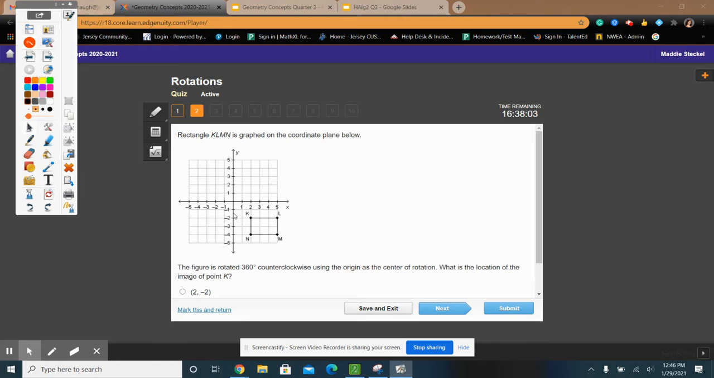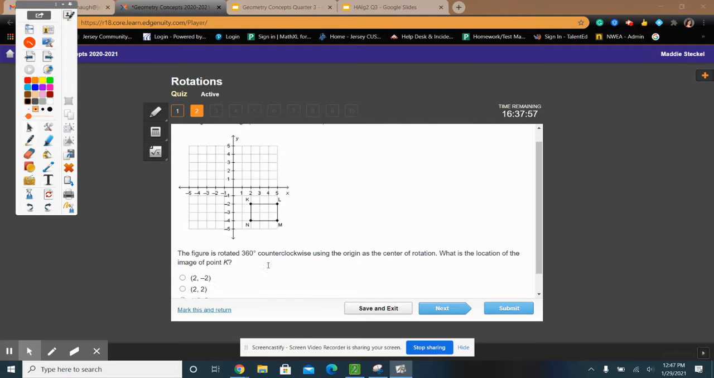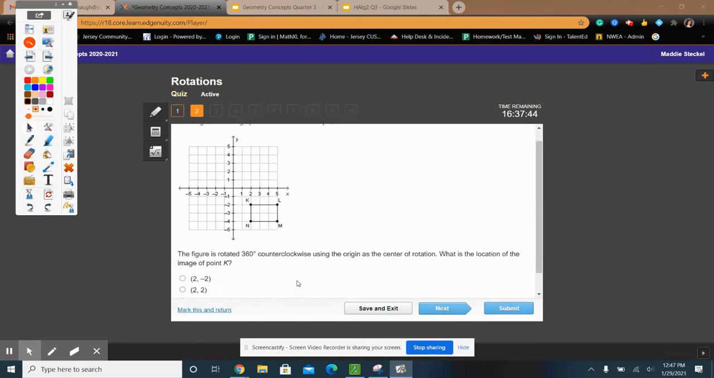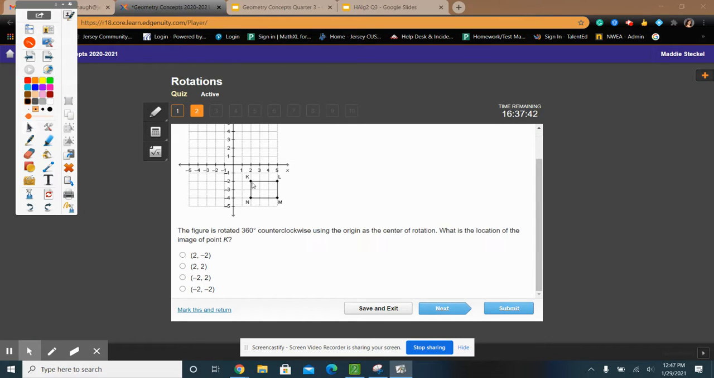This time they do give me a piece of graph paper, and they have a graph here of a rectangle. They want to rotate it 360 degrees counterclockwise. What is the location of the image of K? So where would K prime be? Well, if it's a 360 rotation, it's right back to where it starts. So K and K prime should be in the same spot, and that would be 2, -2.